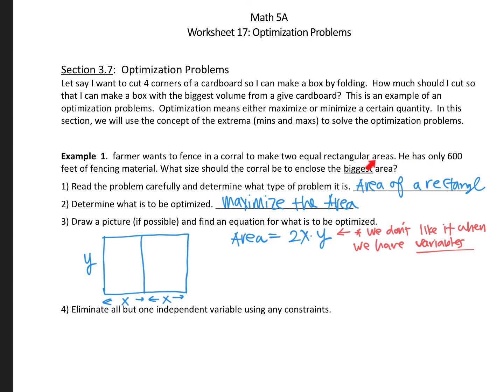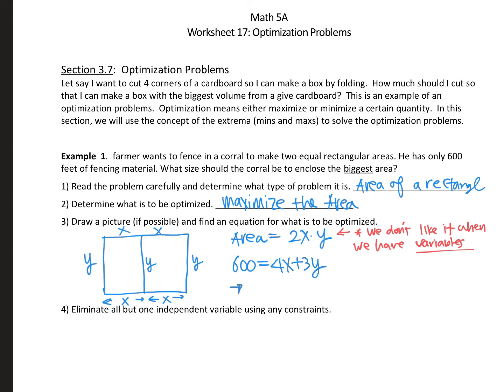So I'm reading the question again. The second statement says he has only 600 feet of fencing material. So I want to see how I can incorporate that. I'm going to label everything here. Fencing material is 600 feet, so the entire thing, including the middle part. So I'm going to create another equation. 600 is equal to this plus that plus this and that. So there'll be 1, 2, 3, 4: 4x plus 3y.